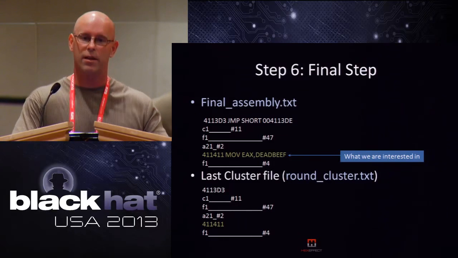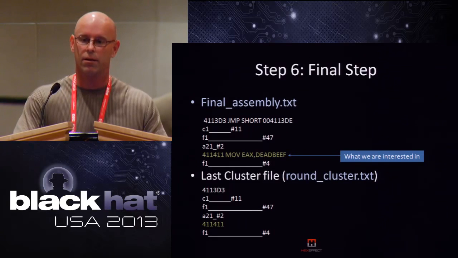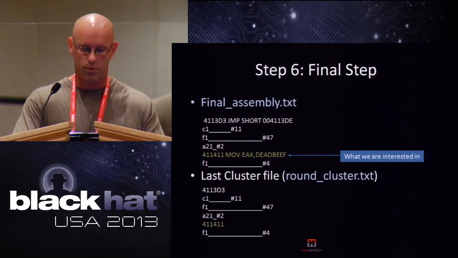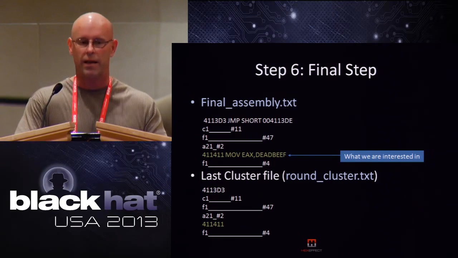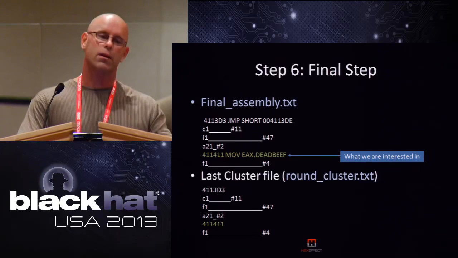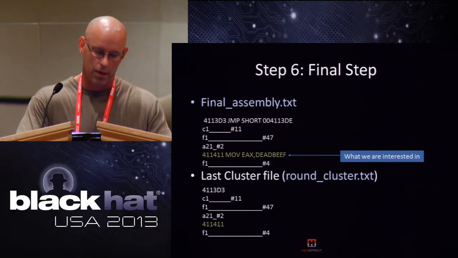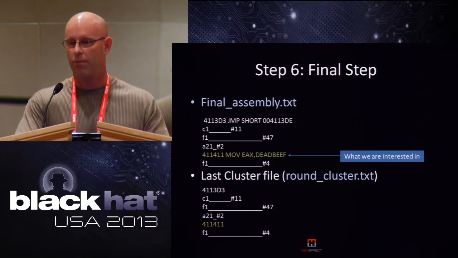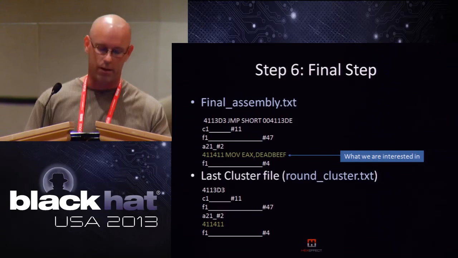So when I showed you that example of Code Virtualizer, right? That's the file you're looking at, and you're looking at these big clusters. So back to our very simple example, you see the move EAX, deadbeef standing out, and that's the area that you're interested in, right? If you don't want to look at assembly code for whatever reason, then you can also just look at the last round, and the last round's not going to have that, but you'll see the virtual address, and it'll stand out, and it'll become obvious.